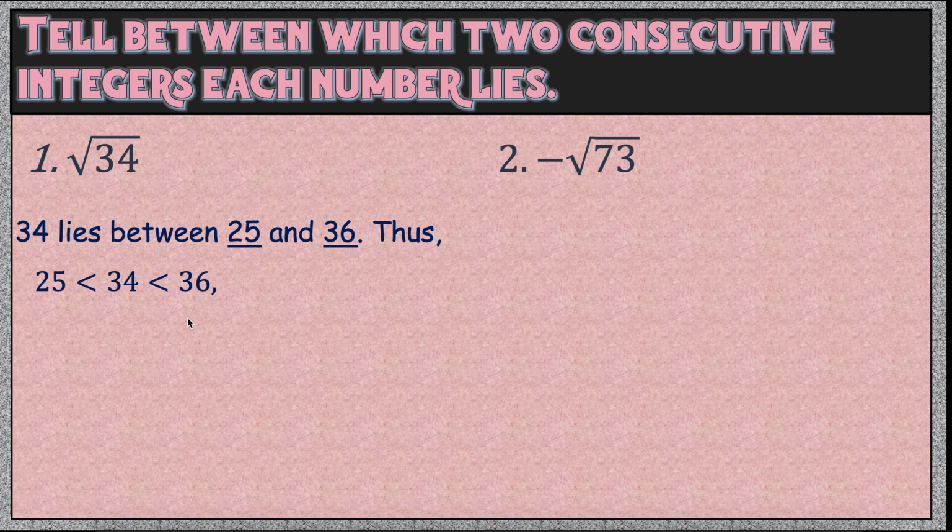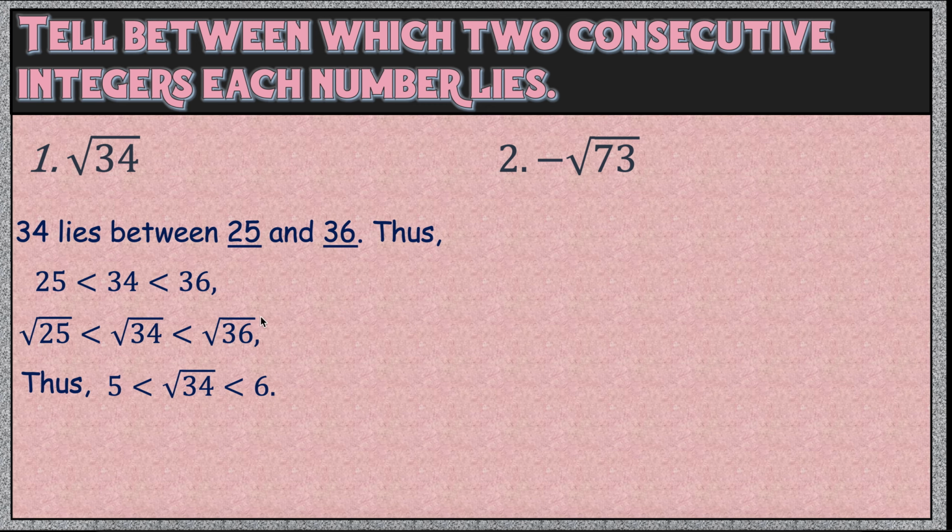After identifying the two perfect squares, get their square roots. The square root of 25 is 5. The square root of 36 is 6. So the square root of 34 is between 5 and 6. That is the answer. Those are the two consecutive integers, 5 and 6.